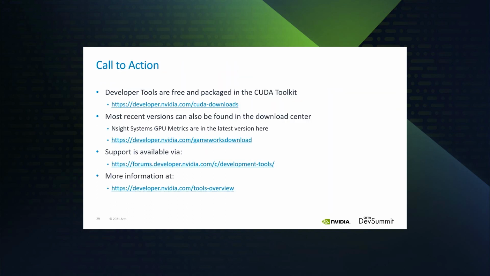That was just a really quick overview of the tools we have available for users in the Arm plus CUDA HPC ecosystem. All of these tools are free and they're packaged in the CUDA toolkit. The most recent versions are also available at the Download Center. Some of the features I mentioned in Nsight Systems can be found in the latest versions available at the link here. We also have online support via our forums. We also have more information online, including quick start guides and kernel profiling guides for Nsight tools.